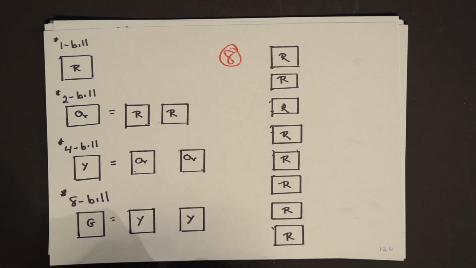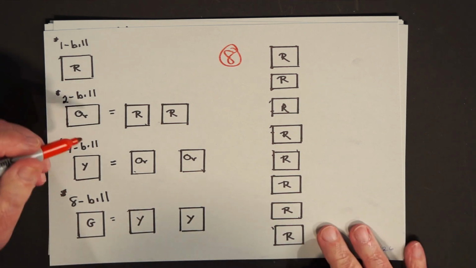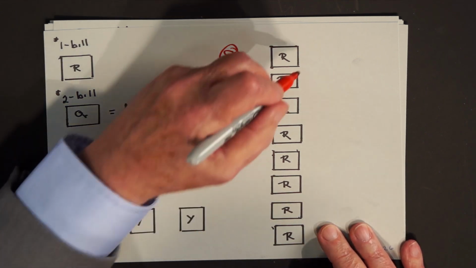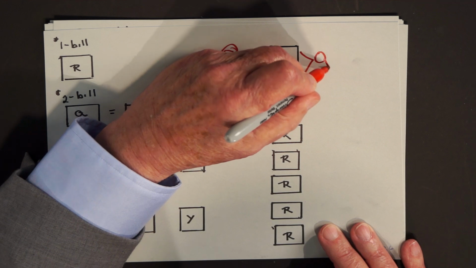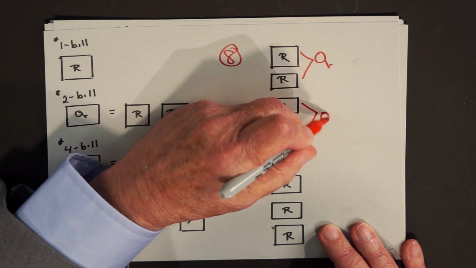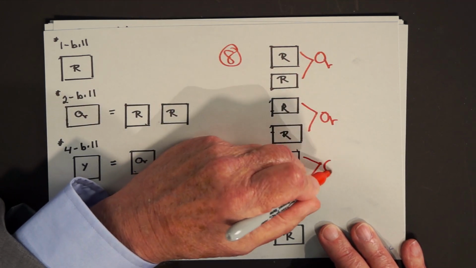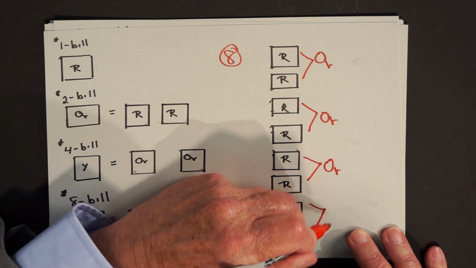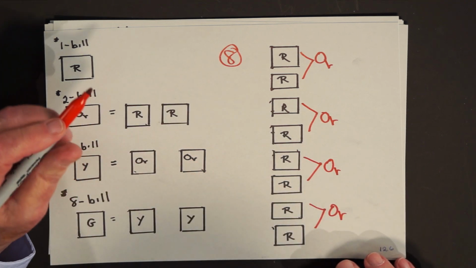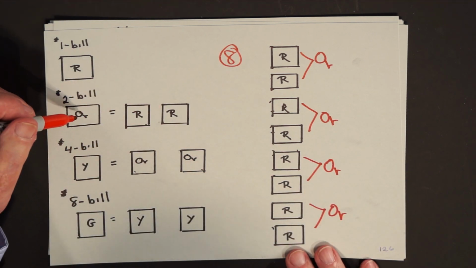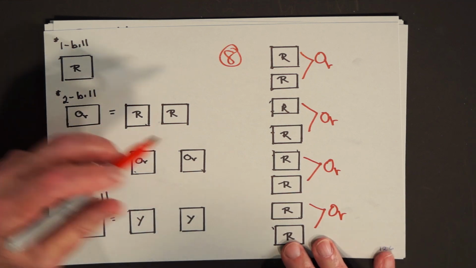And we say, let's trade in. Well, every time you have two reds, what can you do? You trade them in for an orange. I think kids can keep track of this. What happens with the orange? Every time you have two orange, you can trade them in for a yellow.